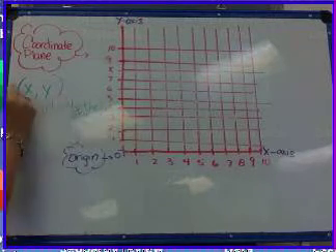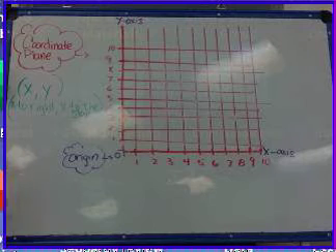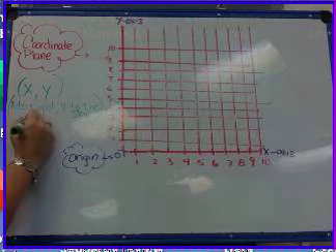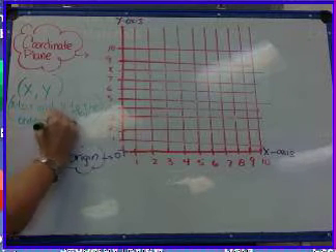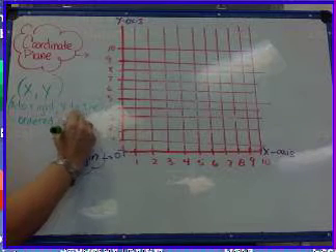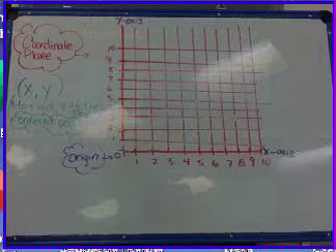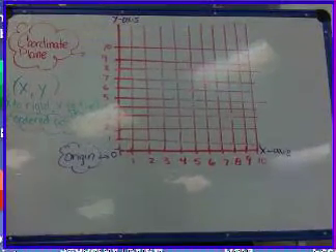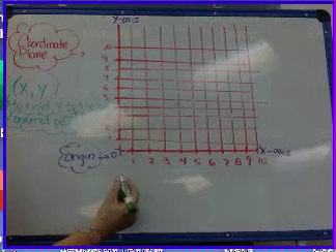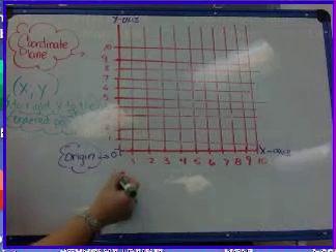And I'll show you what that means in just a second. But this is what's called an ordered pair. That's your vocabulary word, ordered pair. X to the right, y to the sky. So, I'm going to give you an example of an ordered pair, and we find it on our coordinate plane.